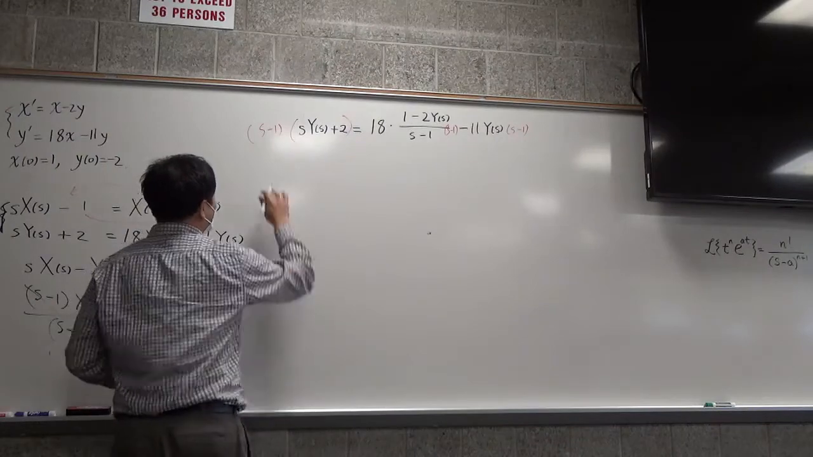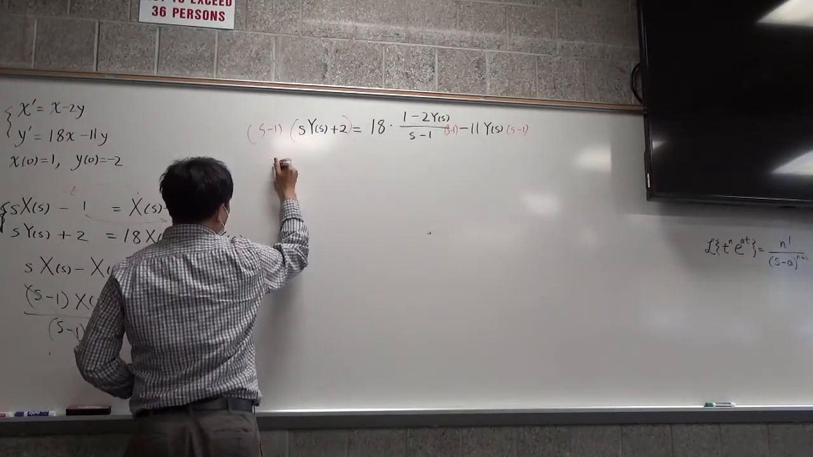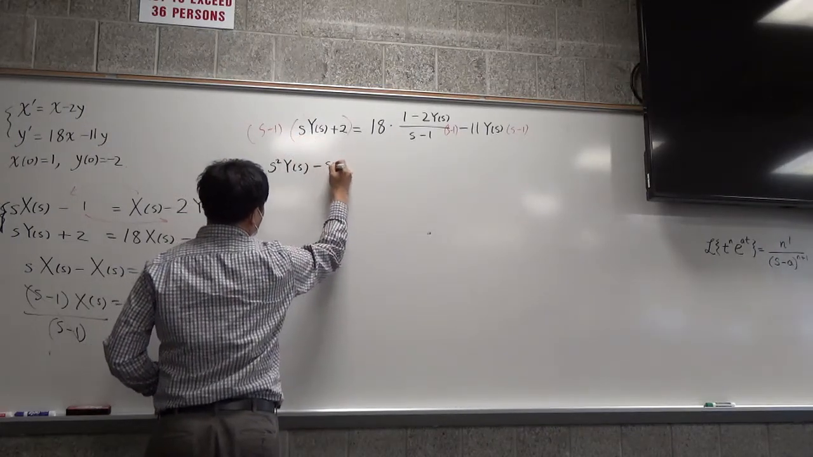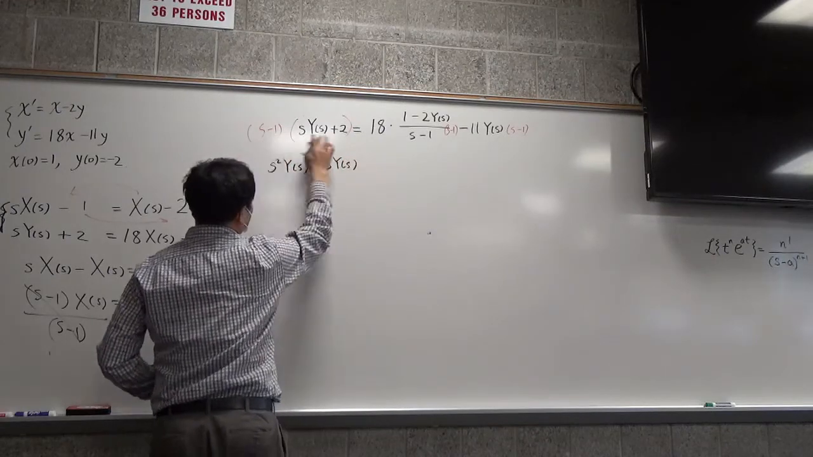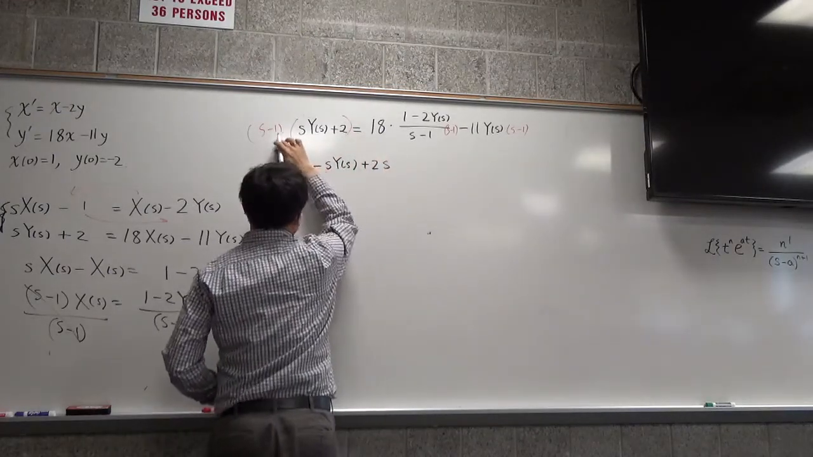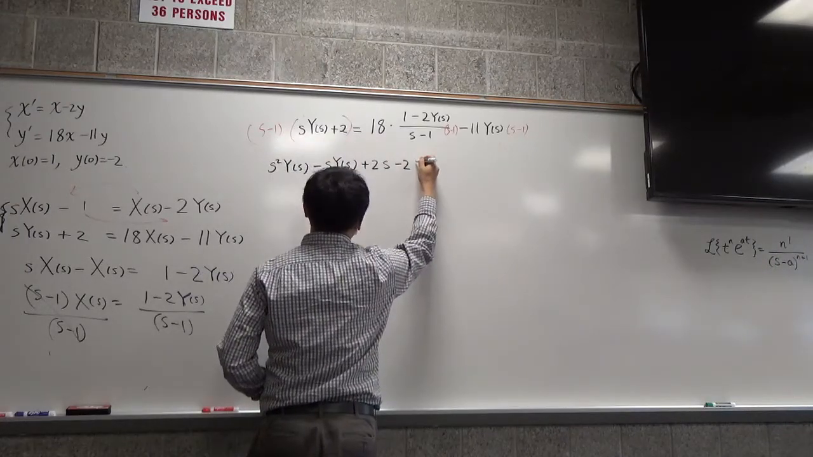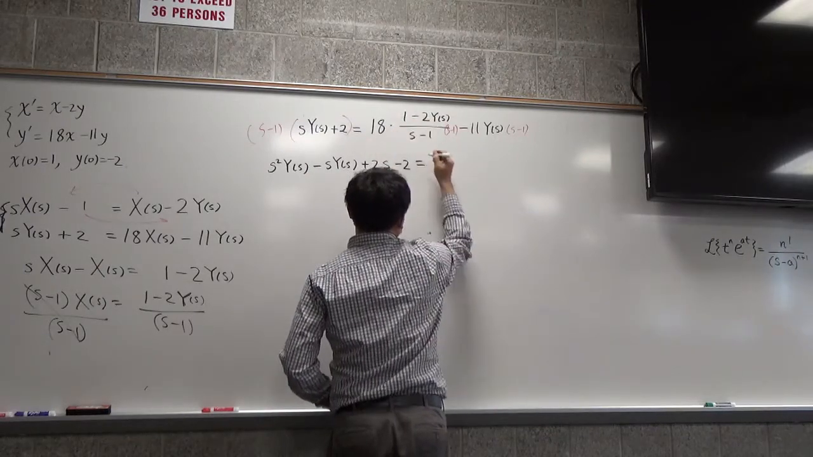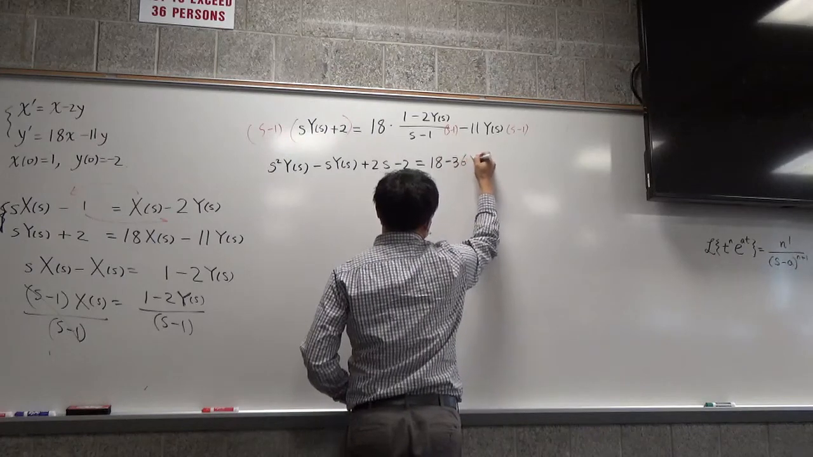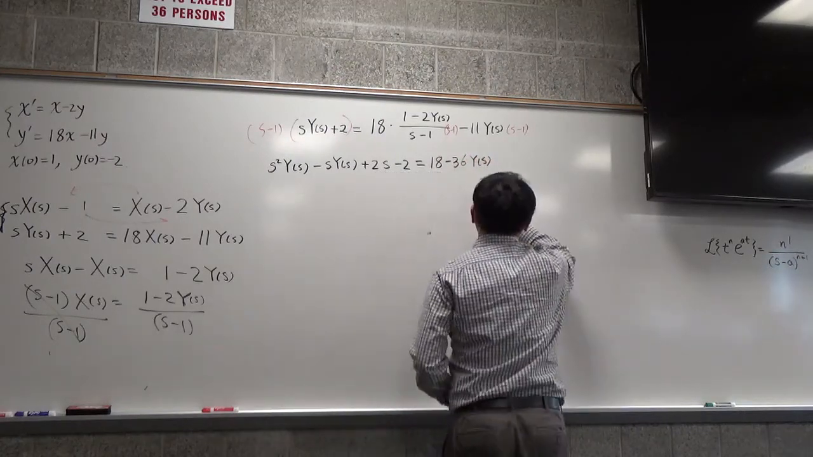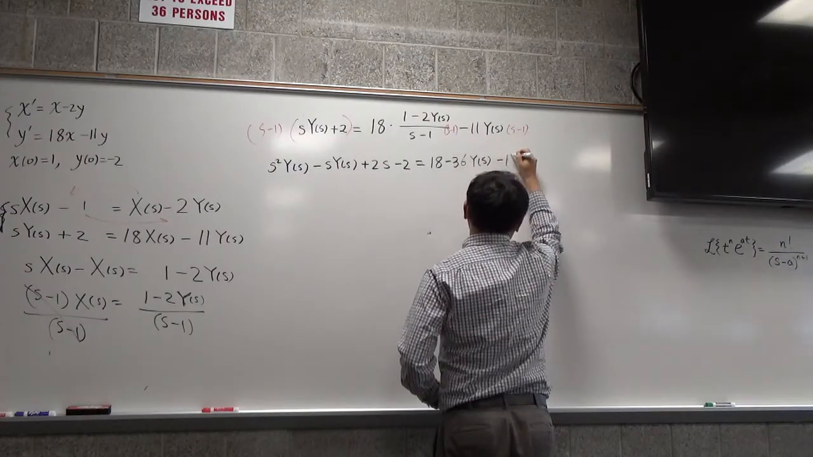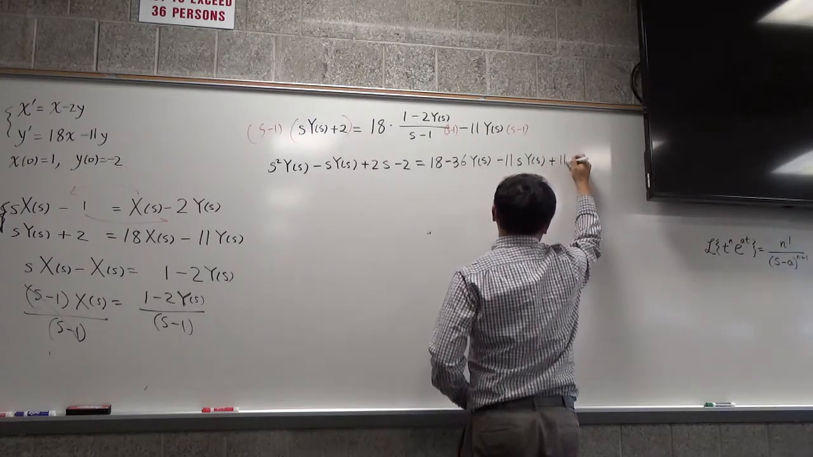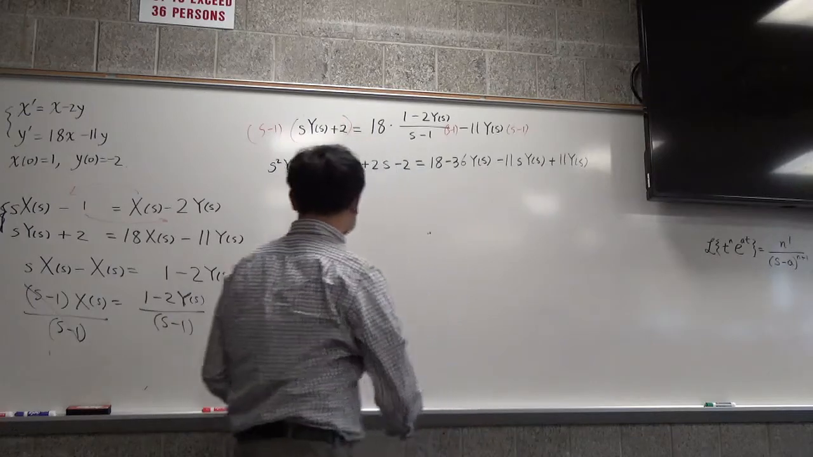And the result is s times sY(s) is s squared Y(s). Negative 1 times sY(s) will be negative sY(s). s times 2 will be 2s. Negative 1 times 2 will be negative 2. Equal to, these two will cancel away, so now you just have to multiply 18 to each one of them. So that's going to be 18 minus 36Y(s). And then negative 11sY(s) with plus 11Y(s). Okay.